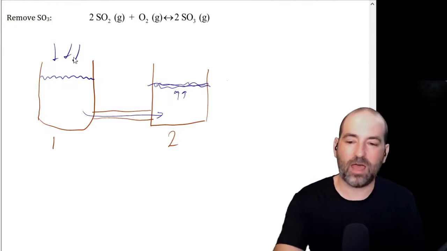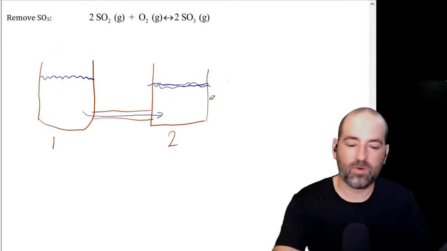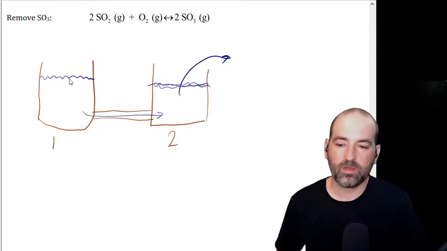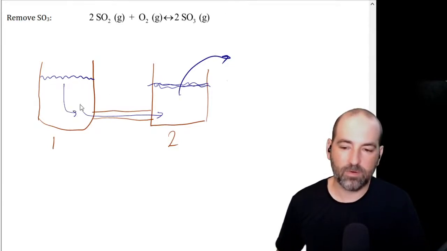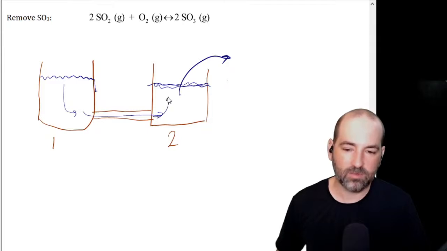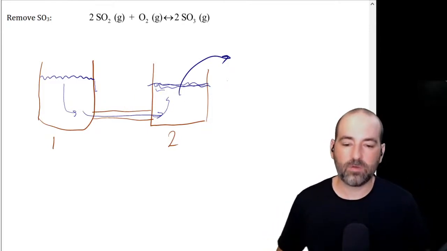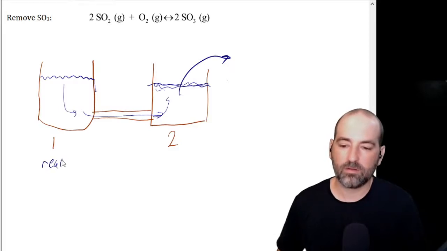We can also think about what happens if we take some out. What if we have a bucket and we remove some water from number 2? Then more is going to flow in from number 1. This is going to get lower and it's going to re-equalize. So the same thing happens with chemical reactions if we think about reactants and products.